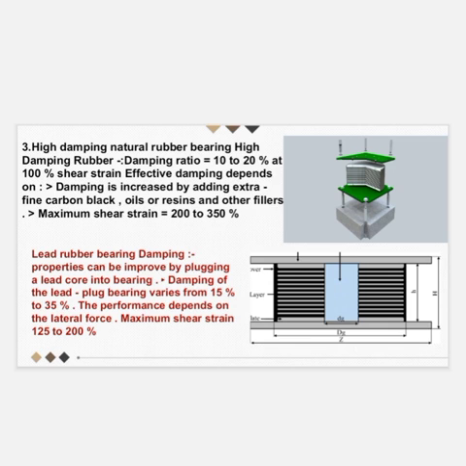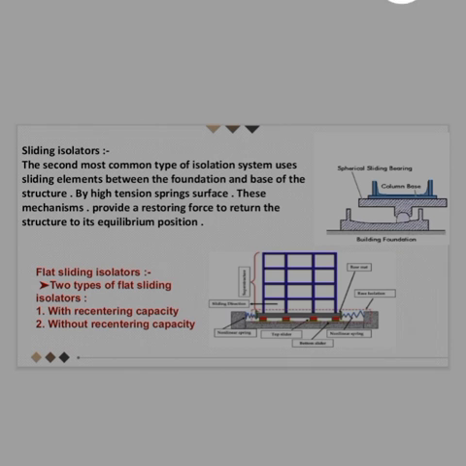Fourth is lead rubber bearing. These properties can be improved by plugging a lead core into the bearing. Damping of the lead plug bearing varies from 25% to 35%. The performance depends on the lateral force. Maximum shear strain is 125 to 200%.